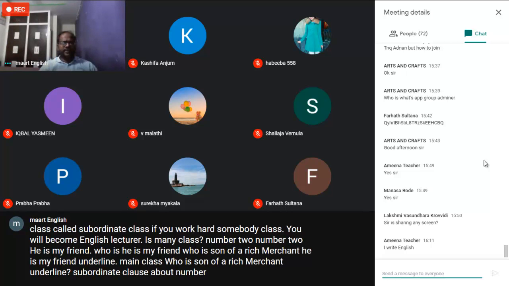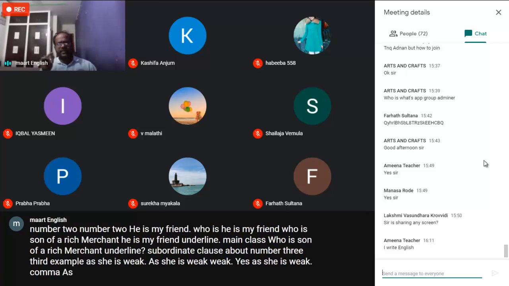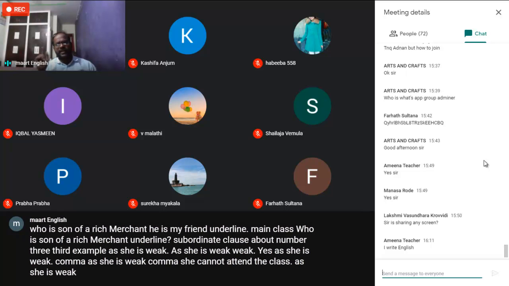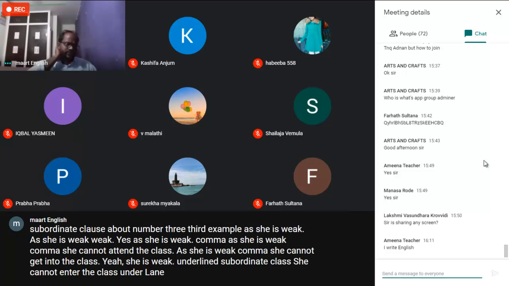Number three, third example. As she is weak, W-E-A-K, weak, comma, she cannot attend the class. As she is weak, comma, she cannot attend the class. As she is weak, underline, subordinate clause. She cannot attend the class, underline, main clause.